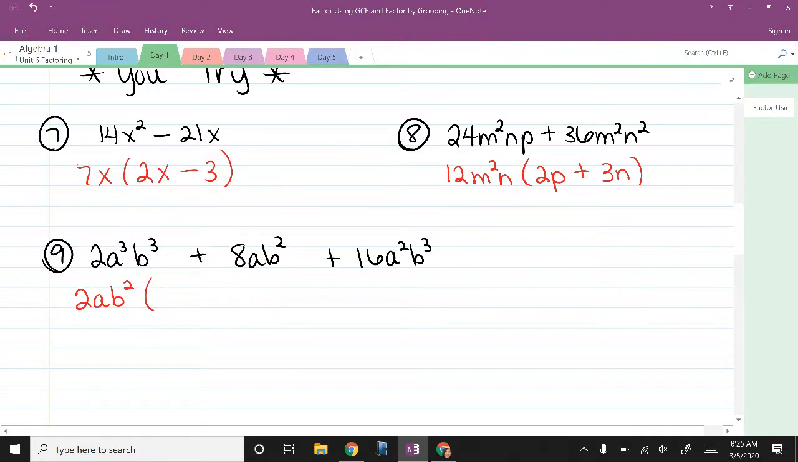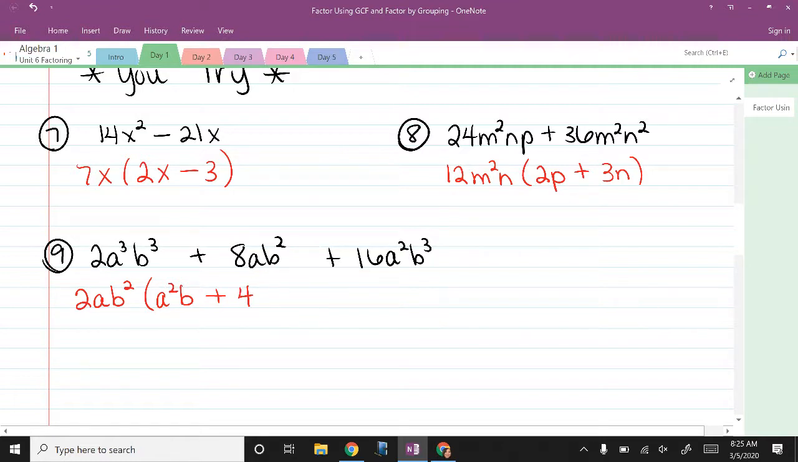Parentheses. What times 2 is 2? 1, so I'm going to move to my variables. What times a do I need to get a to the third? I need 2 more a's, so a squared. What about b's? I need 1 more b to make that term. Plus, what times 2 is 8? What variables do I need for that term? None. I have the exact same amount in my GCF, so move on.